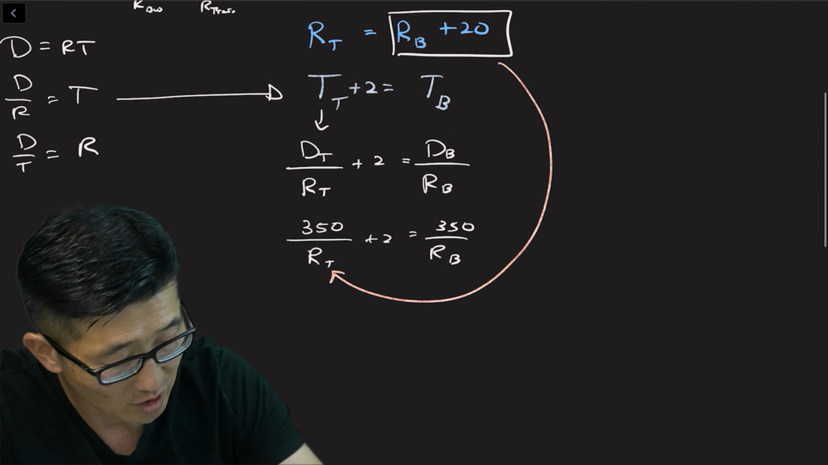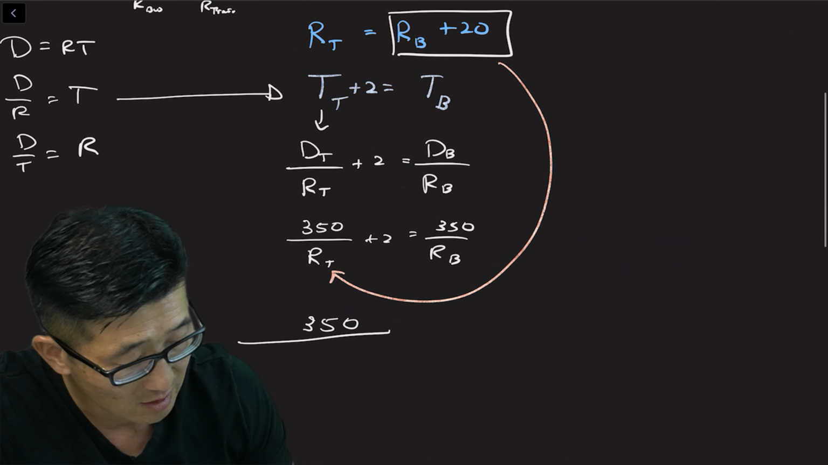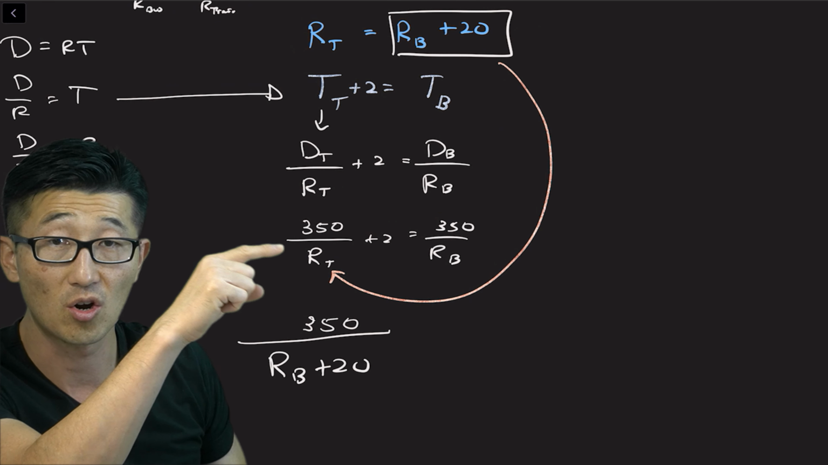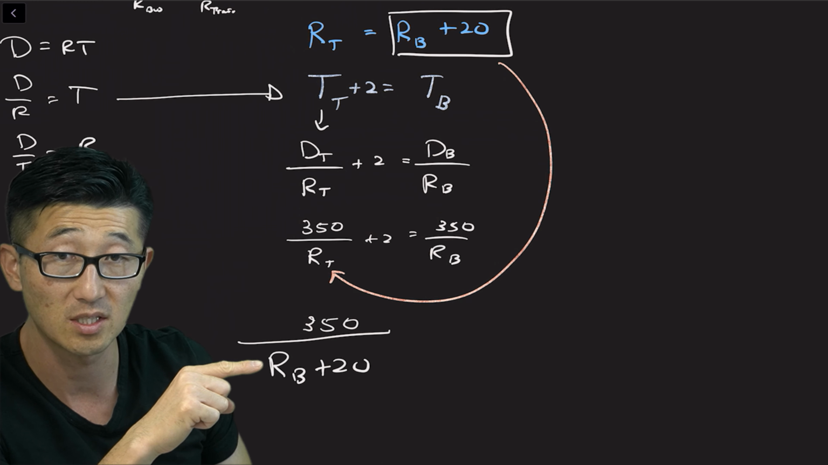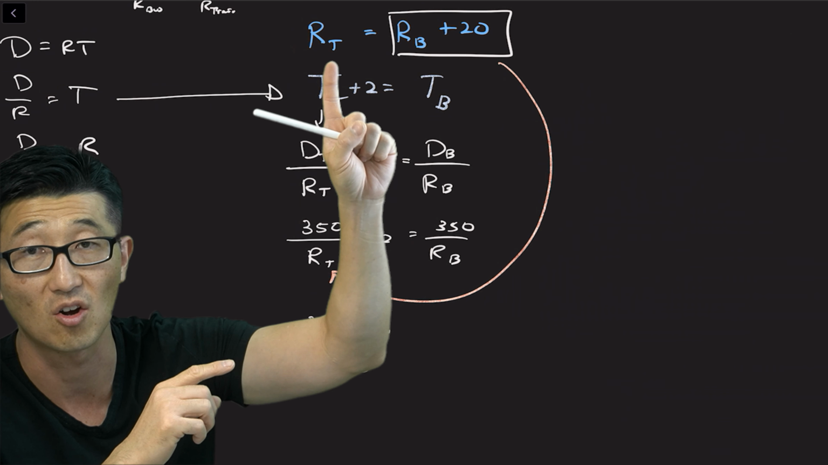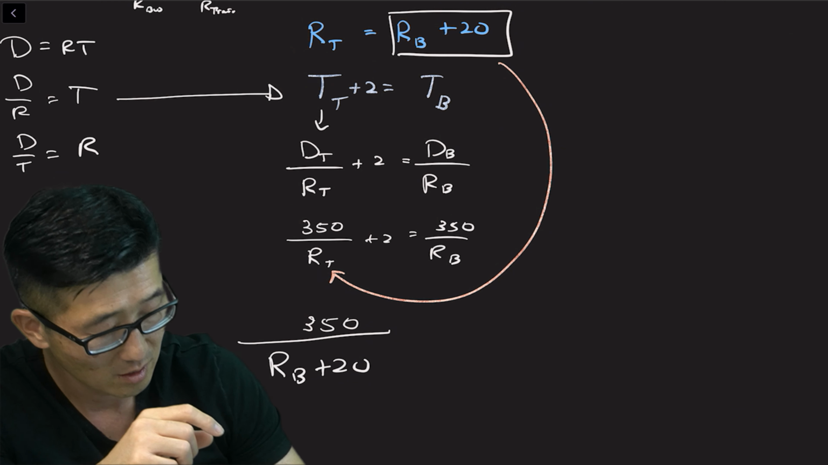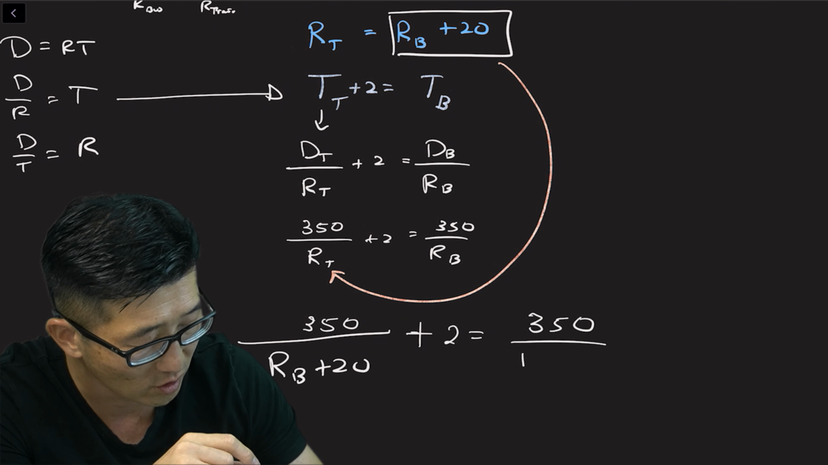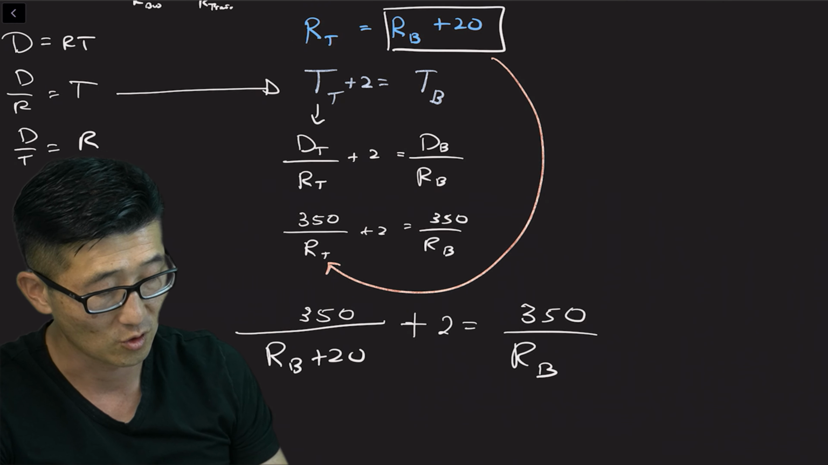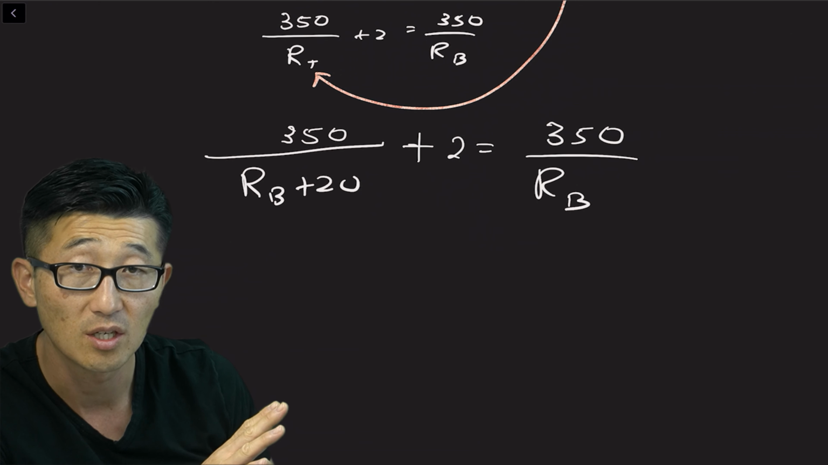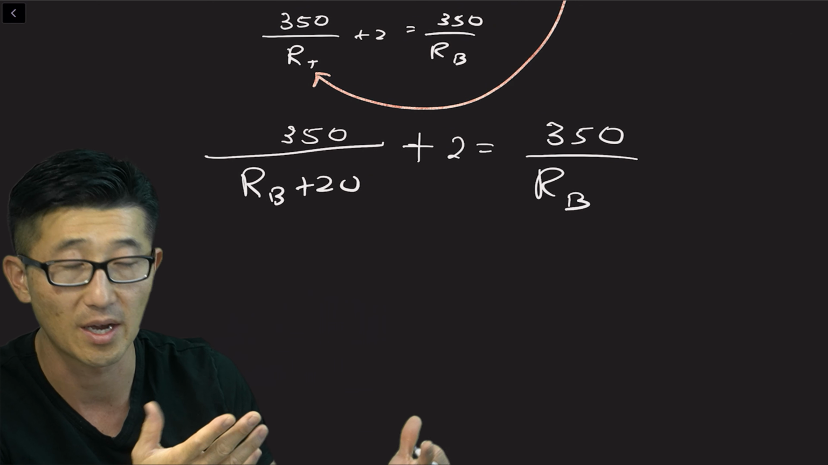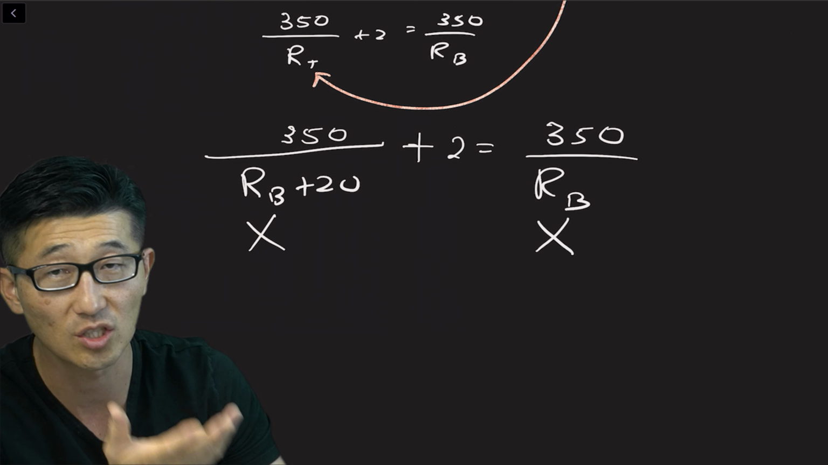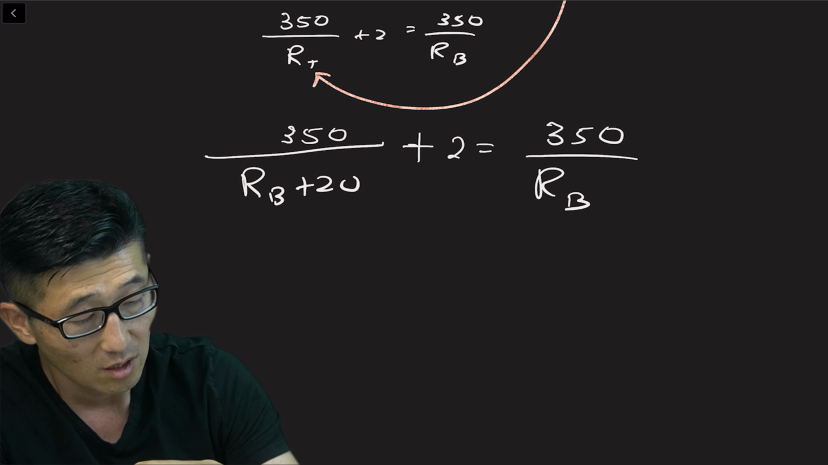So 350 divided by RB plus 20. Again, all I'm doing is substituting RT for this because in the beginning we stated that RT is equal to that right there. And plus 2 is equal to 350 over R what? RB. Okay? So now we have one equation with one type of variable. Just do your math and we're done. I mean, you can call this X, right? If RB is too hard, it's just a variable. It's the same thing. Okie dokie.